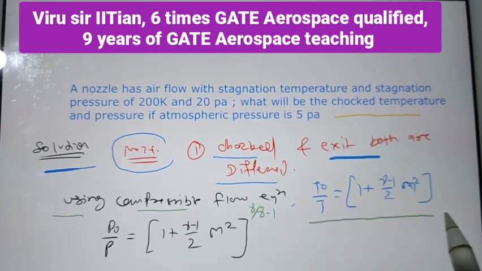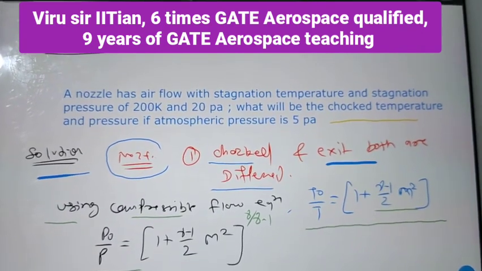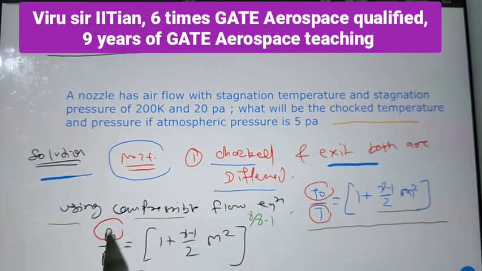Either you use T naught by T equals 1 plus (gamma minus 1) by 2 M square, or you use P naught by P. Here, new students can be confused. What is T naught and what is T? What is P naught and what is P?